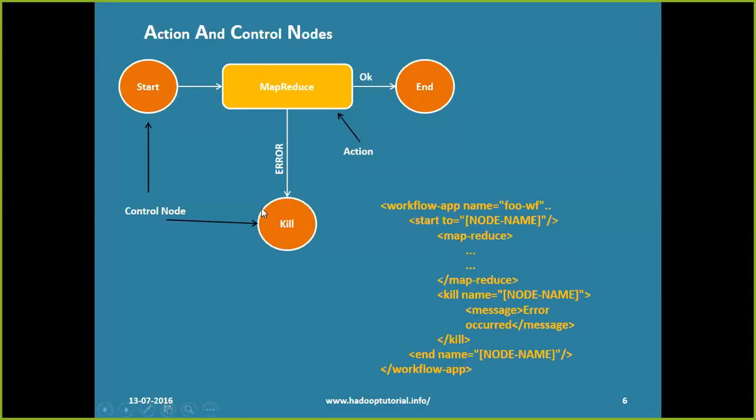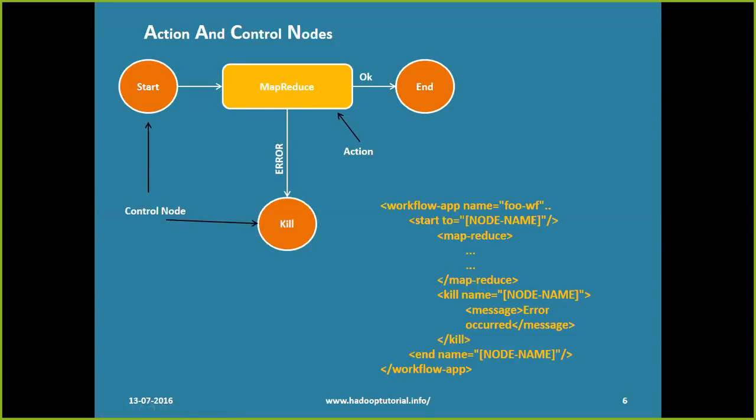There is no processing that happens in these nodes. This control node, the start node, is where all your processing starts, and end is the node where the processing of your Oozie workflow gets stopped, and kill is where it forcefully gets killed. These are called control nodes, and there is also a set of action nodes.